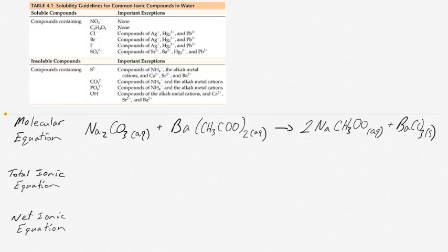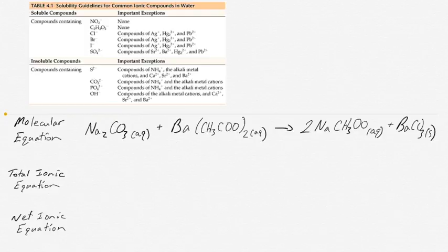Barium acetate contains the acetate ion, which is always soluble with no exceptions. And sodium acetate also contains that acetate ion, always soluble with no exceptions. So our first three components are all aqueous. Our final example of barium carbonate contains carbonate ions, which are always insoluble, and barium is not one of the exceptions, so it's a solid. So this is a precipitation reaction where we have barium ions and carbonate ions reacting to produce barium carbonate.